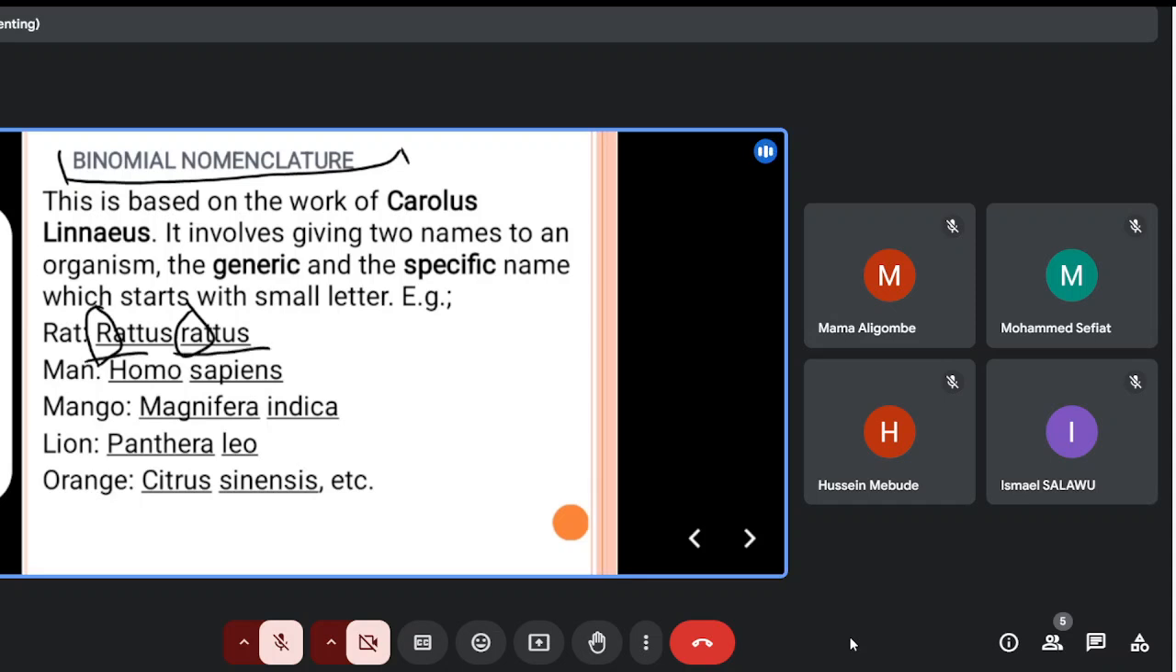If you are giving a scientific name of any organism to an examiner and you do not follow this method, your response might not be acknowledged. So I hope that is noted.